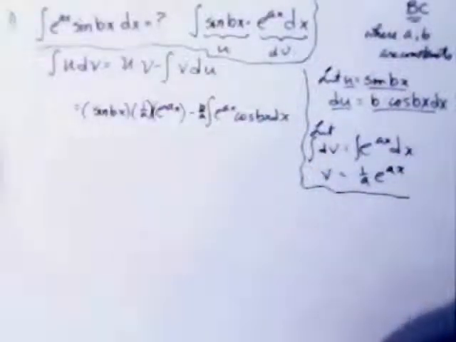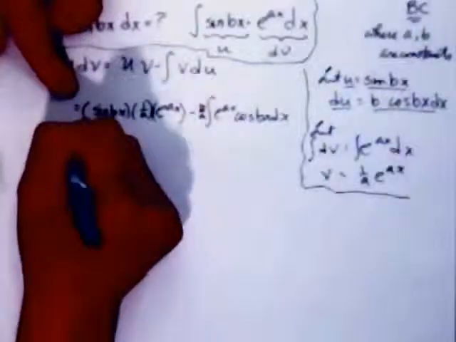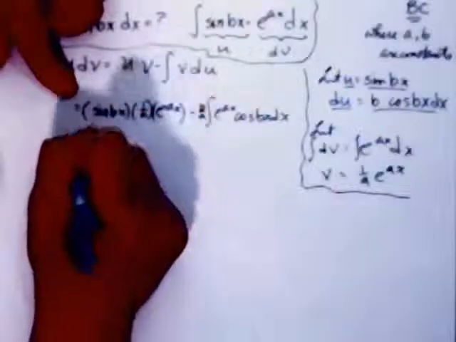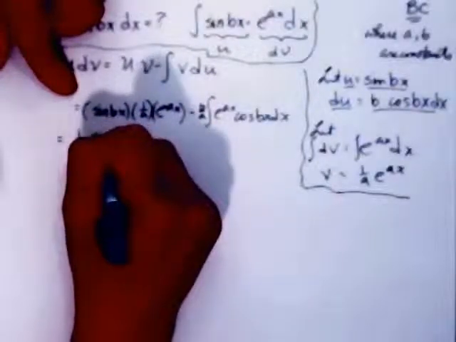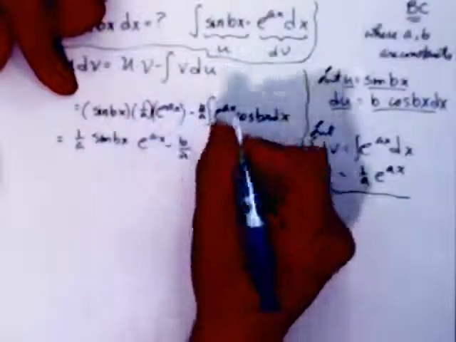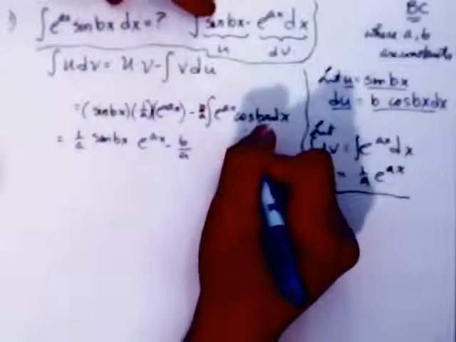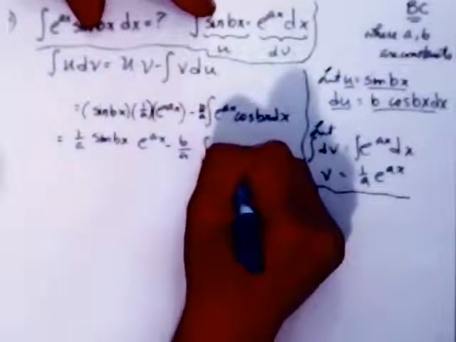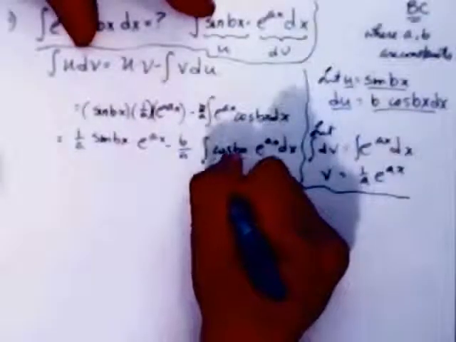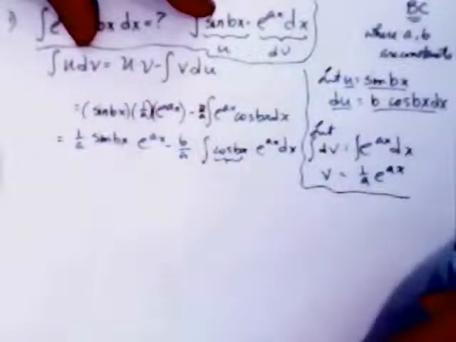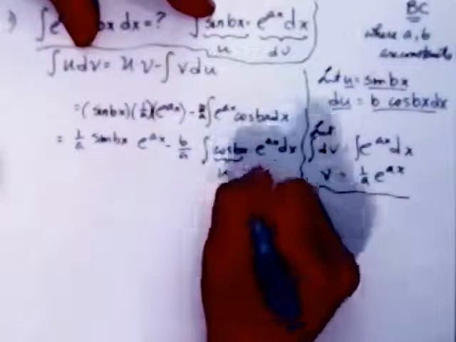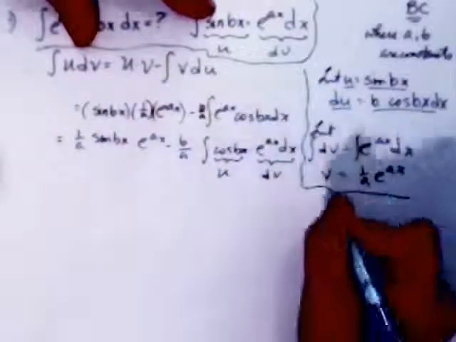Okay, cleaning the left side up just a little bit. That's a constant right there, so I'm going to take that out. It becomes 1 over a times the sine of bx times e to the ax minus b over a, and I'm going to rewrite this in this form right here. Integral of cosine of bx times e to the ax dx. Again, we have to integrate by parts one more time. So that becomes u, that becomes dv. So let's rewrite it.